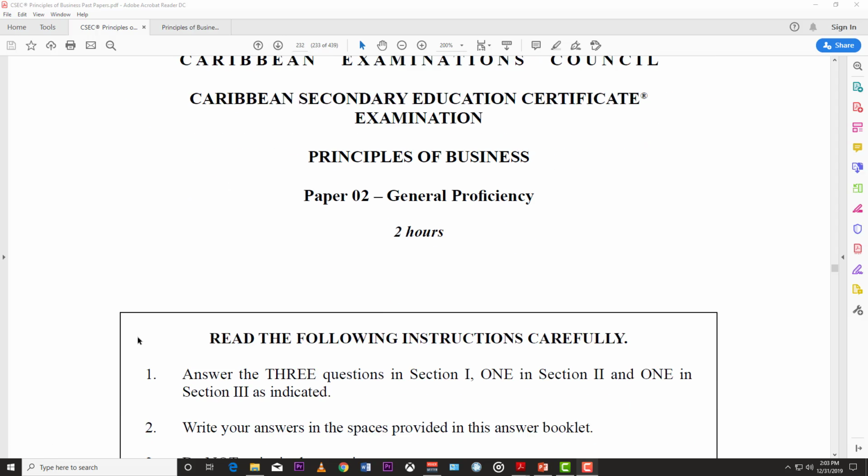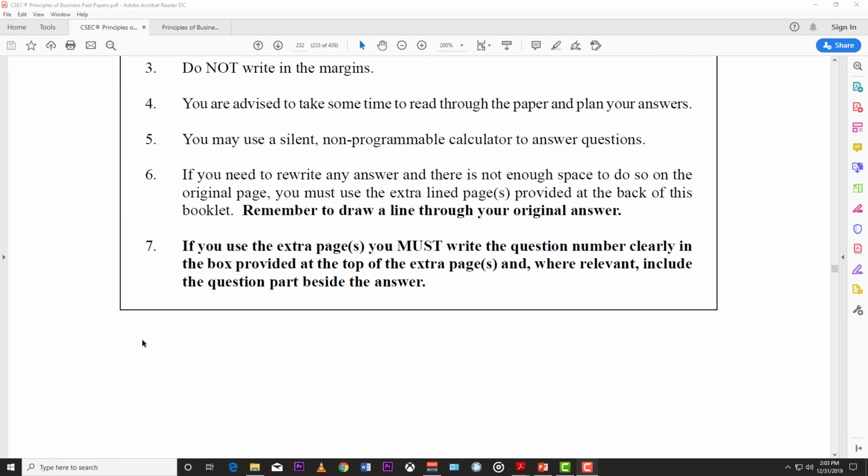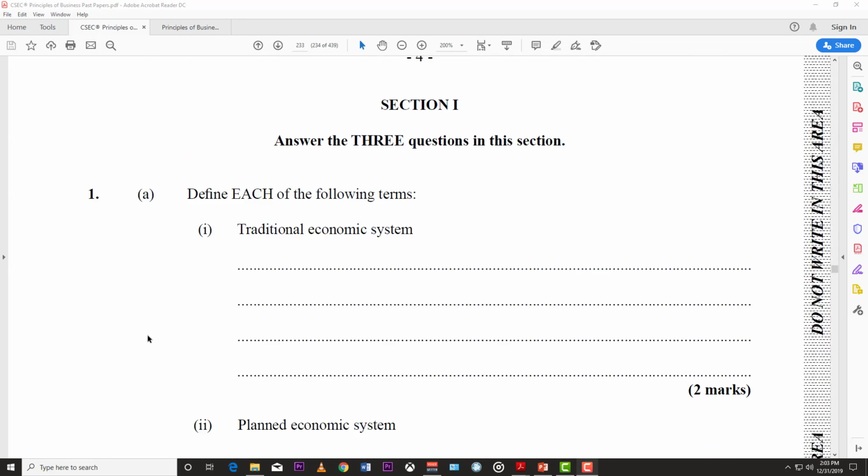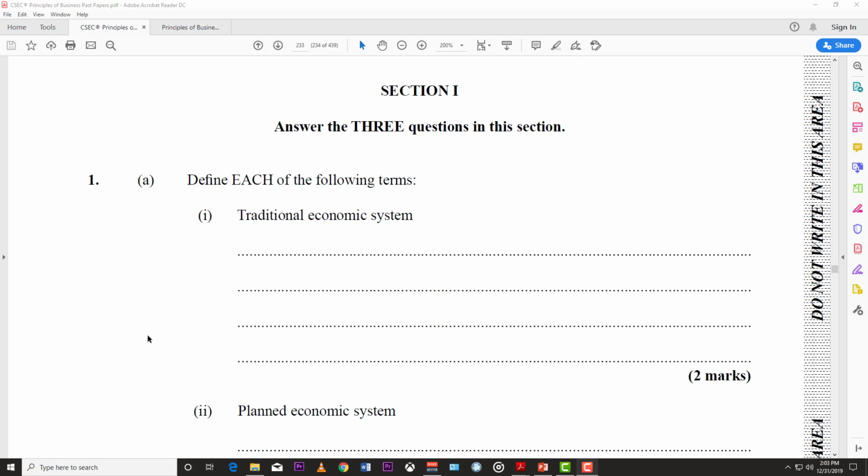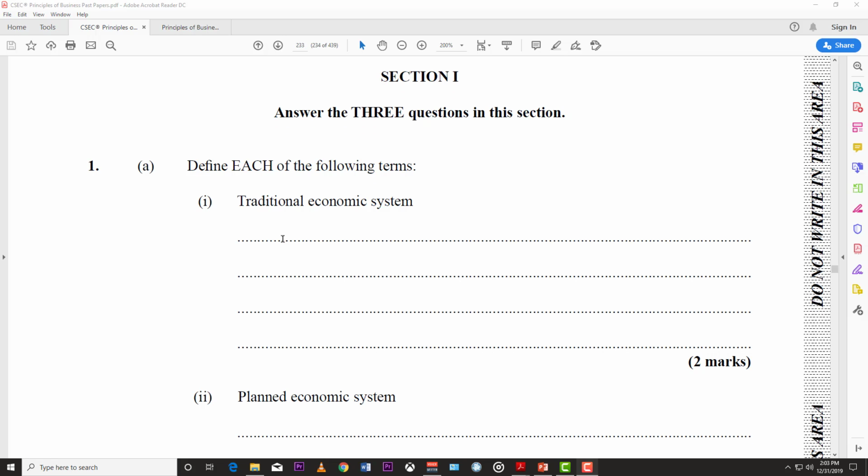So let's just jump right into the first question, and the first question asks us to define each of the following terms. We're looking at the economic systems in this case. Number one, it says traditional economic system. What is it? 2 marks.